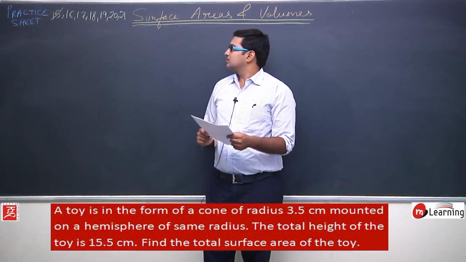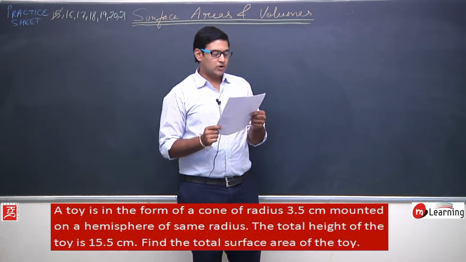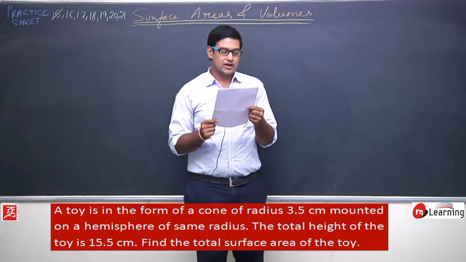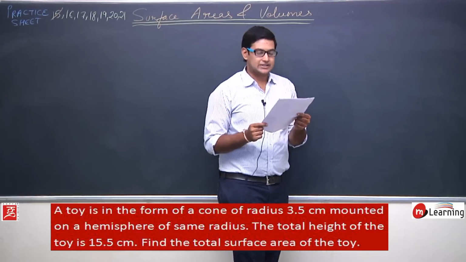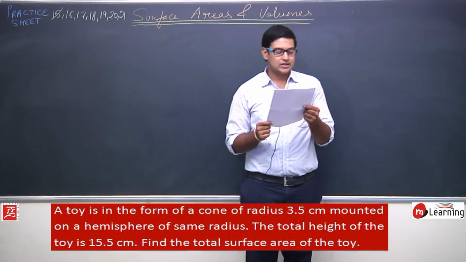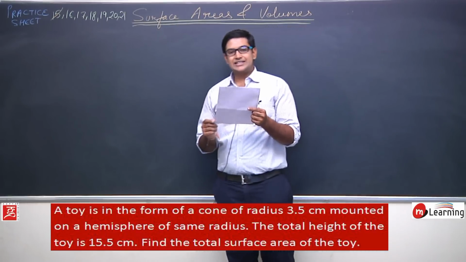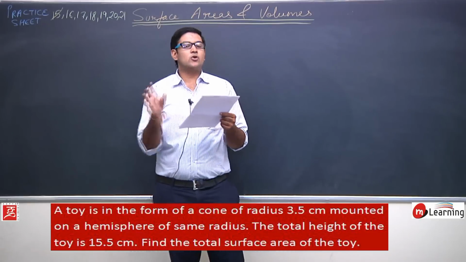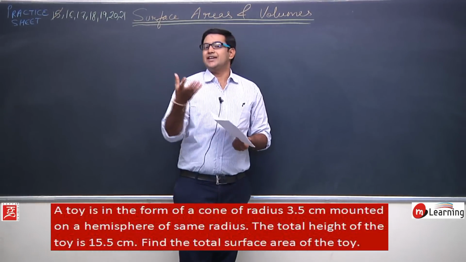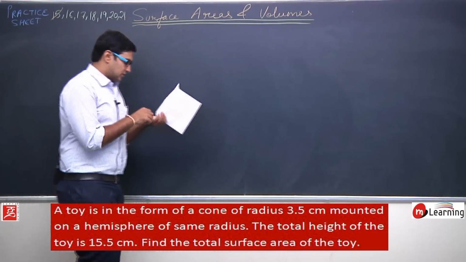Okay, let us now discuss question number 16 based on this concept. A toy is in the form of a cone of radius 3.5 centimeters mounted on a hemisphere of same radius. The total height of the toy is 15.5 centimeters. Find the total surface area of the toy. Okay, so it says that there is a toy which is in the form of a cone mounted on a hemisphere of same radius. So there is a hemisphere and on the top of that hemisphere I have mounted a cone to make this toy.